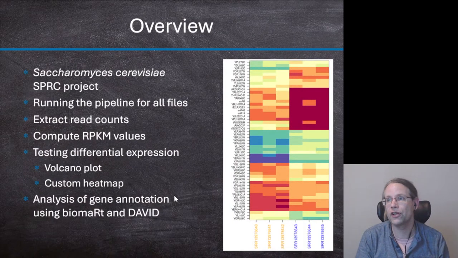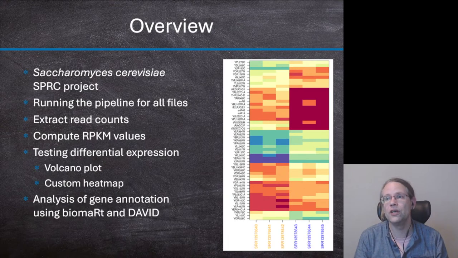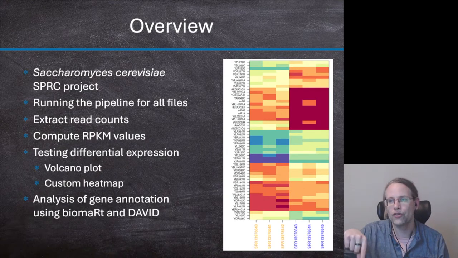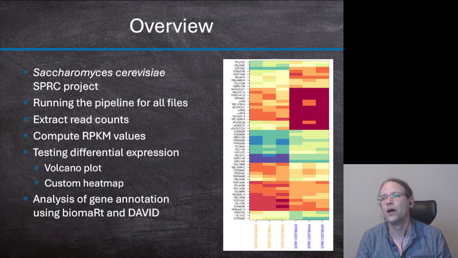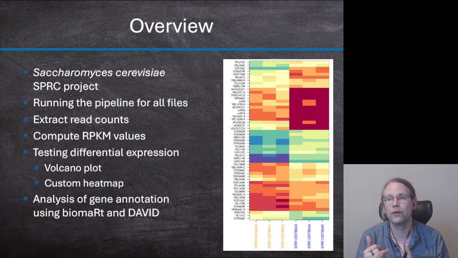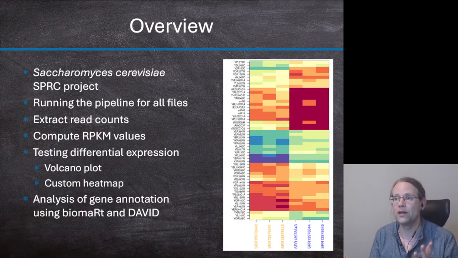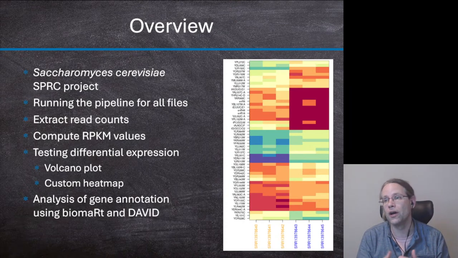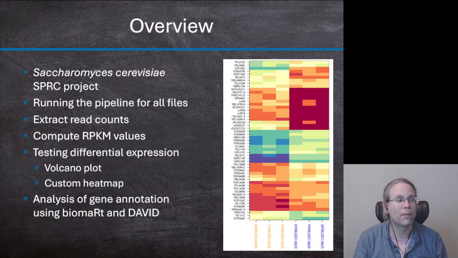We looked at the project itself, running the pipeline for all of the files. I didn't do that live, but it's very easy, right? You just change these two lines of code, or you just download the whole script from the description. We did extraction of the read counts, computing of the RPKM values. We did differential expression testing. We created a volcano plot. We created a custom heat map. And then we did the analysis of the gene annotation, just downloading data from biomaRt. And then we used DAVID to very quickly look into the different biological pathways which were affected within this yeast by adding this molecule into the medium.